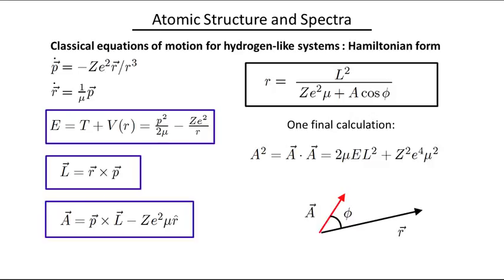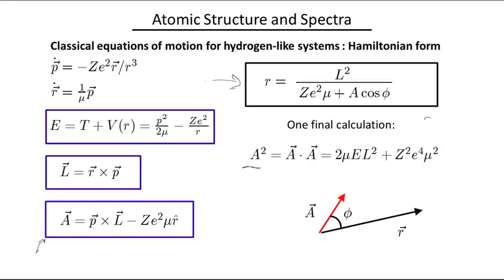So let's see, we've gone on for quite a while. So one final calculation that we'll do here. We have, by the way, an orbit which can be a circle, an ellipse, or a hyperbola. And the distinction between those depends upon the energy. So there's one last calculation that is worth doing, and that is to calculate A squared. And I'm going to leave that to you as an exercise.